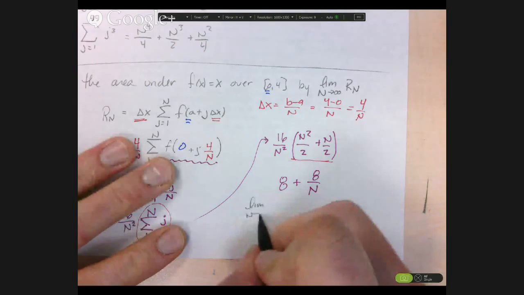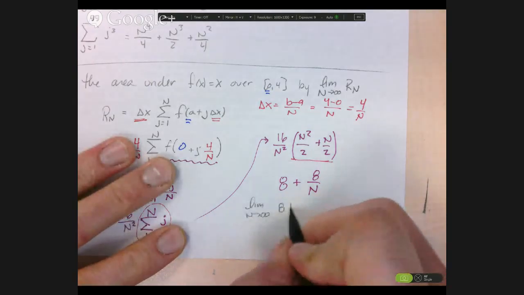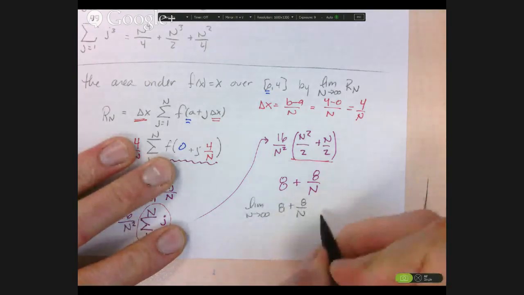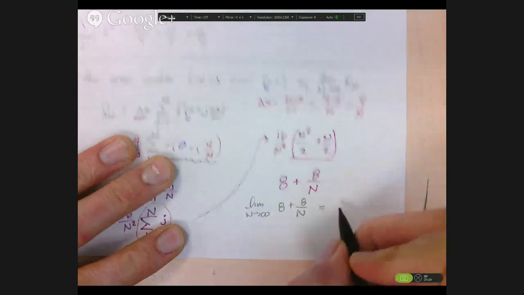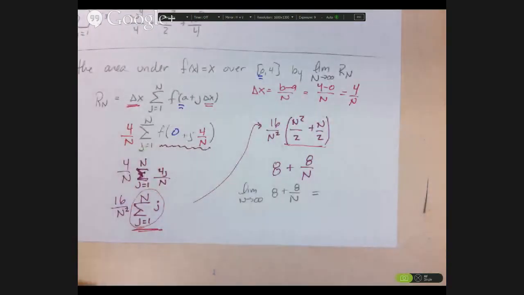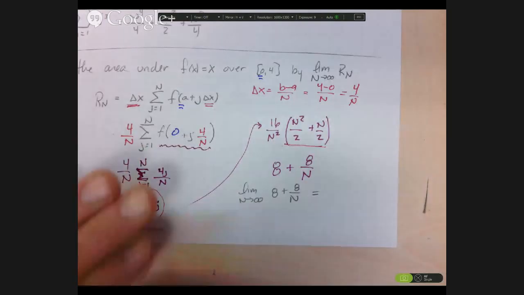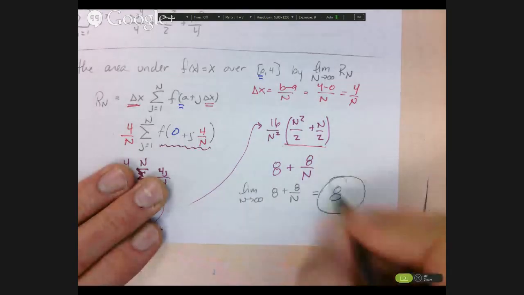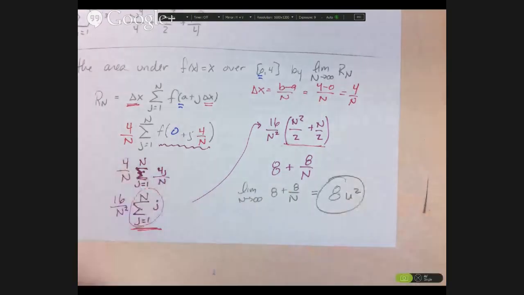Yeah, because then you get 8 plus 8. What's the limit of that? 8. So our area is 8 square units. Perfect, exact, on the money. It'll never happen again, but we're good to go.